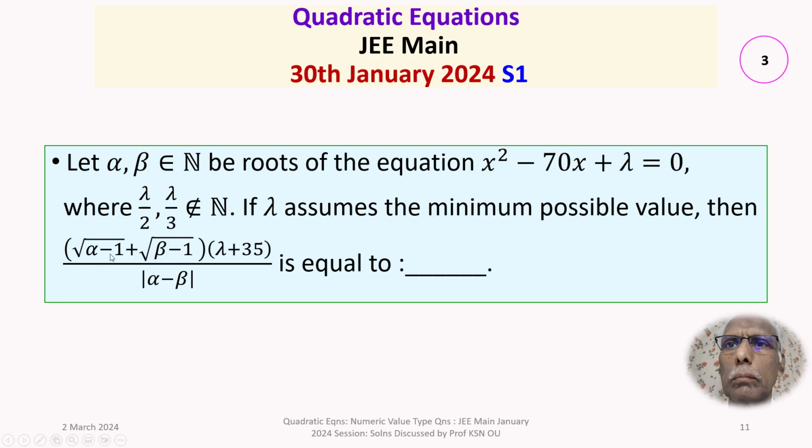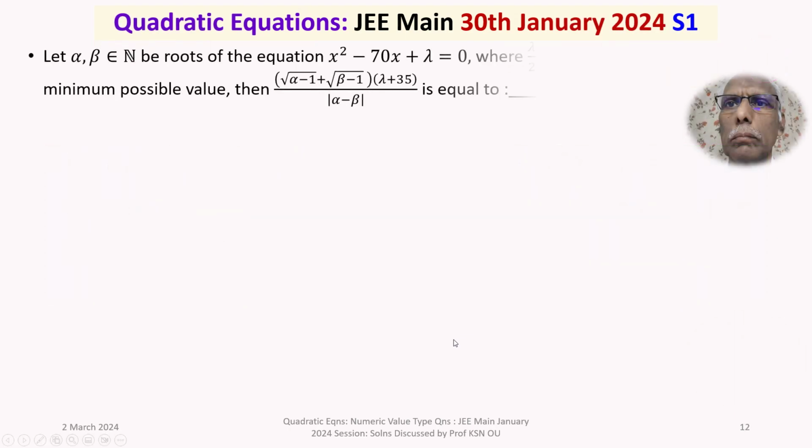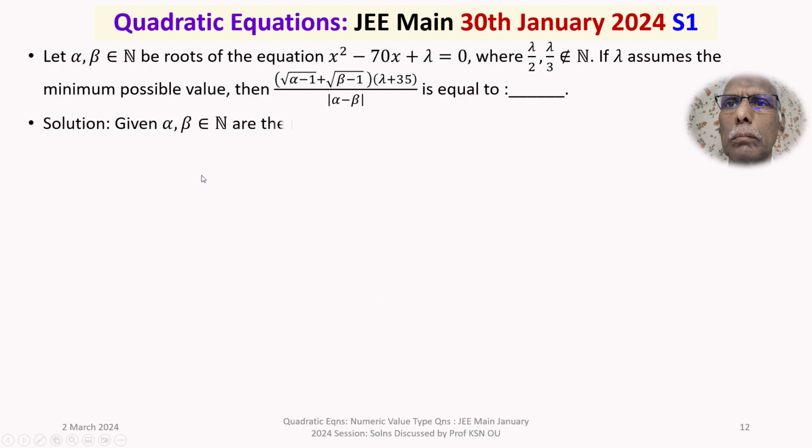(√(α − 1) + √(β − 1)) multiplied by (λ + 35), whole divided by |α − β|. Let's now discuss the solution of the problem in detail. Given α and β are natural numbers, and they are the roots of this quadratic equation x² − 70x + λ = 0.